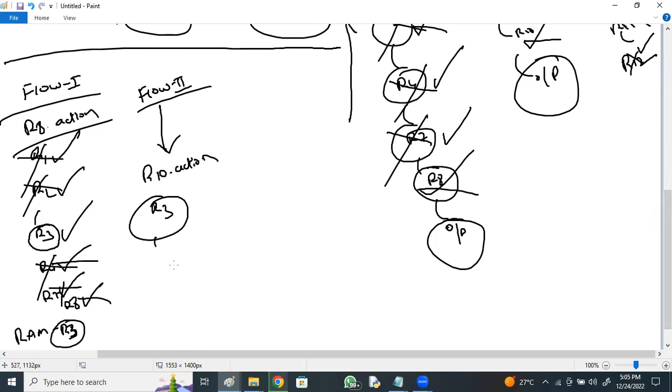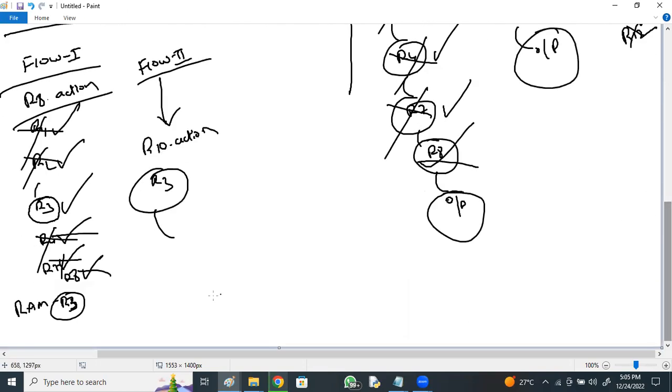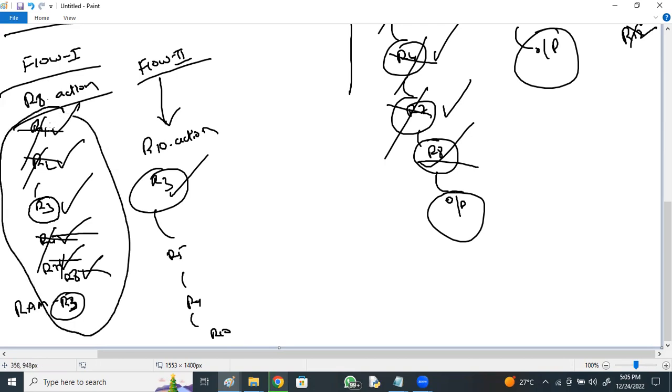So what is the flow? R3, R5, R9, R10. This is the flow, right? Means no need to start from R1, R2. Why? Because R3 is available in the RAM. Whenever you say R10 dot action, first you check where R10 needs to get the input from. R9, R9 from R5, R5 from R3. R3 is available in the RAM. Previously there was no RDD in the RAM, that's why the total flow executed.